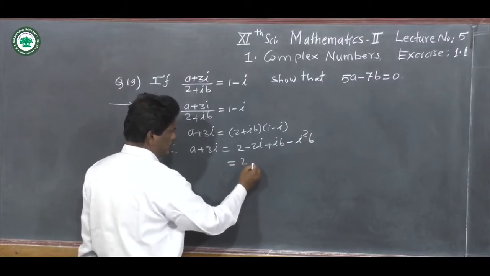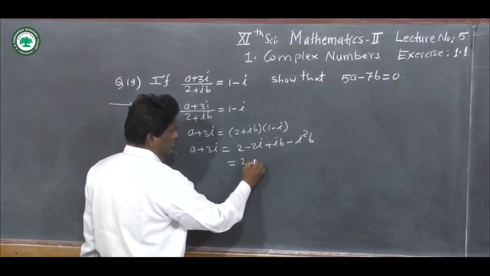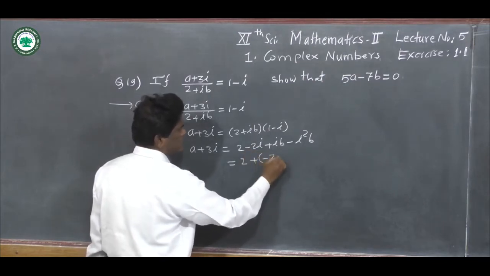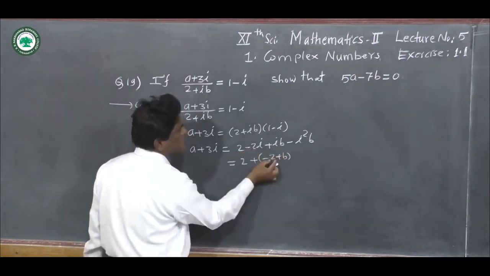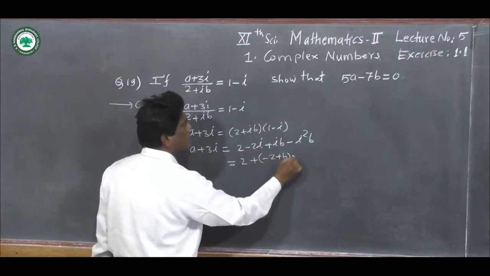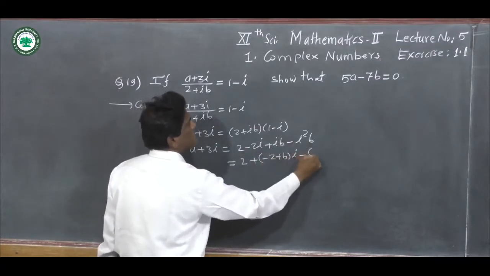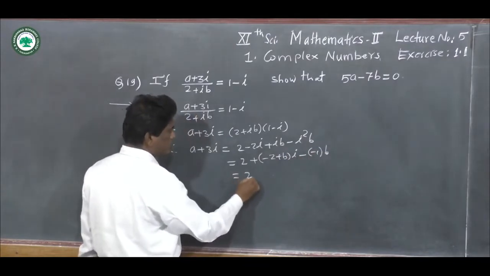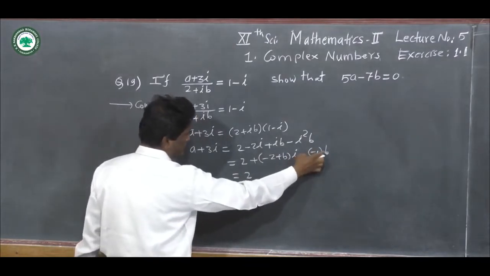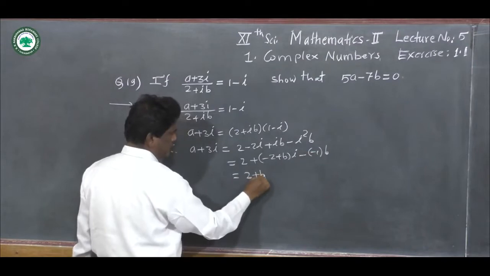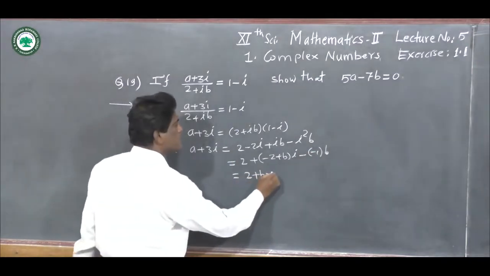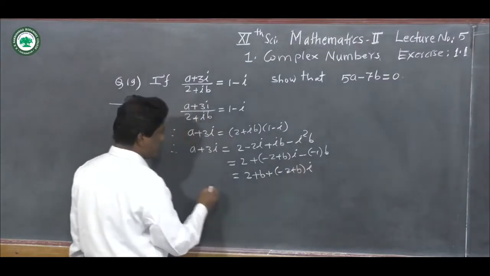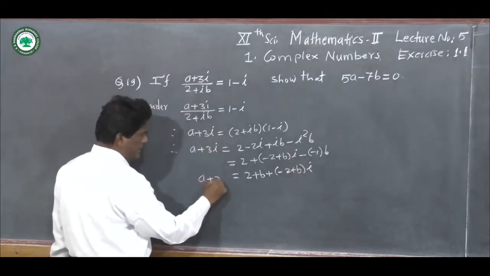2 plus b, minus 2 plus b, this -2 and this +b, take i common, so i, minus, here i square is -1 into b. So we get 2, this minus minus plus 1 plus b, so 2 + b, this is the real part, plus (-2 + b) into i, and the left side is a + 3i.